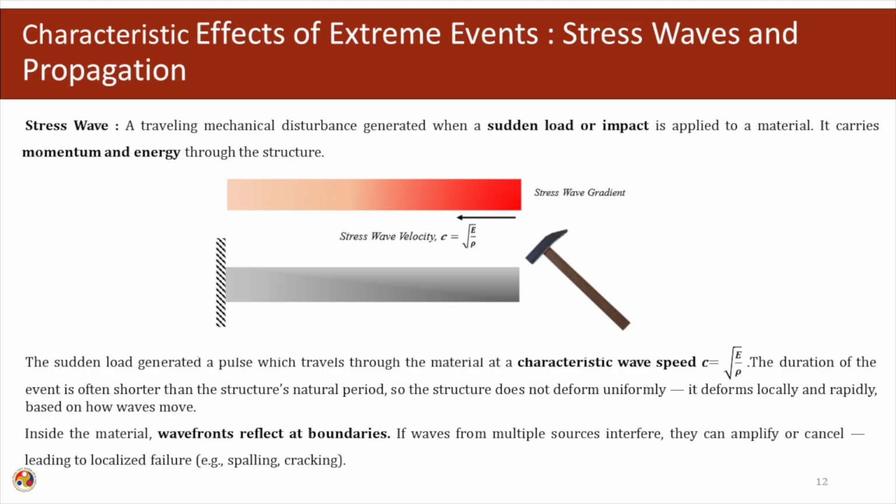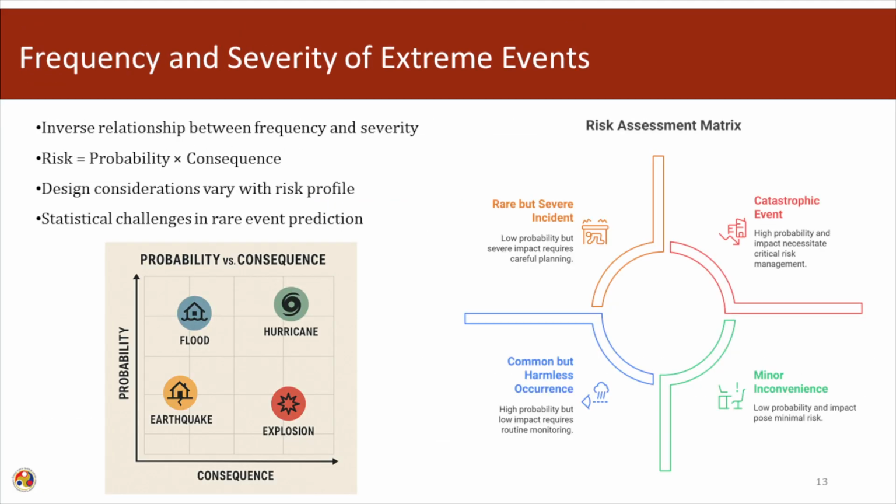There is a reflection in the material creating wave fronts, and if there is multiple interference from different sources, there might be an amplification, causing failure of the entire structure. So, now we are dealing with the frequency and the severity of the extreme events. Now we will talk about the risk assessment of the extreme events.